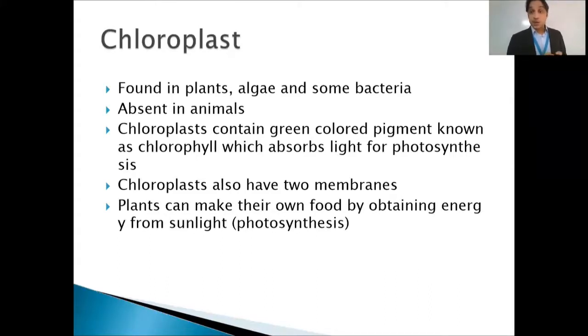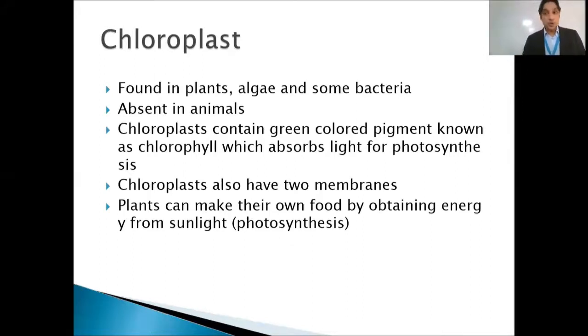It helps plants to synthesize their food. It helps the plants to create their energy. It helps the plants to produce glucose or sugar molecules. Out of what? Using carbon dioxide gas in the air and water from the soil. So carbon dioxide gas from the air and water from the soil chemically react together in the chloroplast with the help of the green color pigment, which we call chlorophyll, which helps in absorbing the energy present in the sunlight.